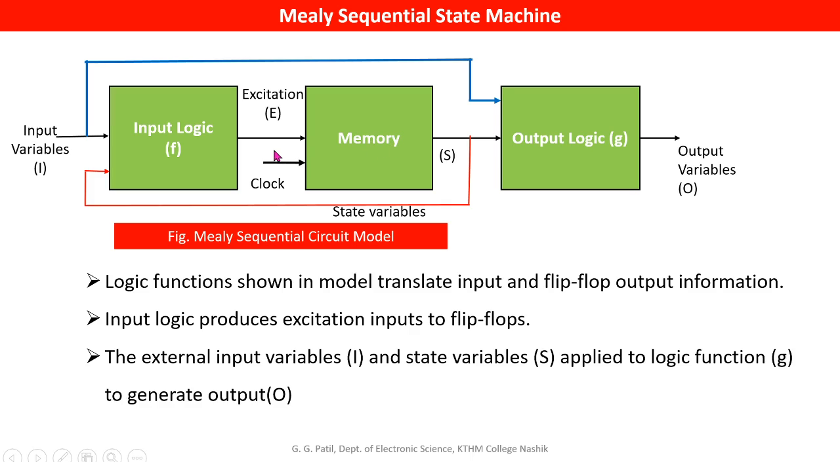The another input is a clock input, which generates the state variable output given to the output logic G, and another input is I, which produces the output variable. The logic function shown in the model translates input and flip-flop output information. Input logic produces excitation input to the flip-flops. The external input variables I and state variables S applied to logic function G generate output O. That's what I have discussed.